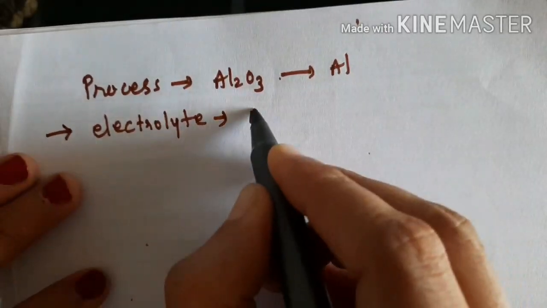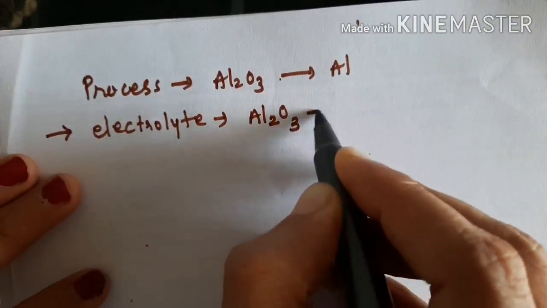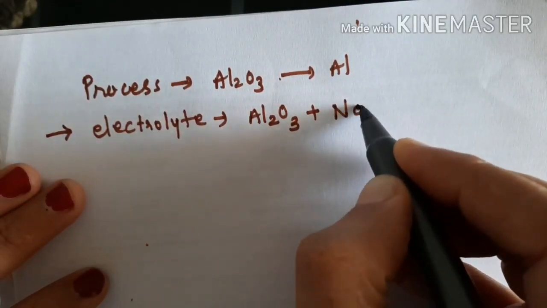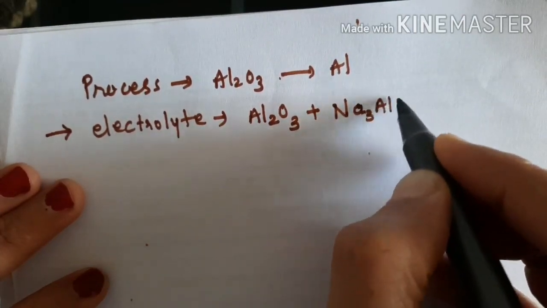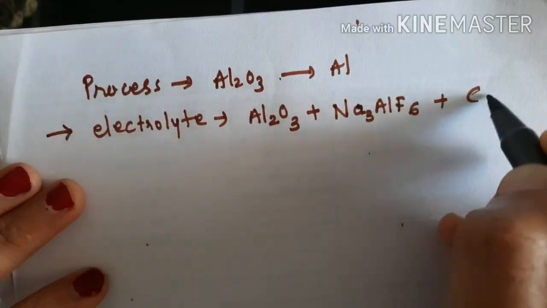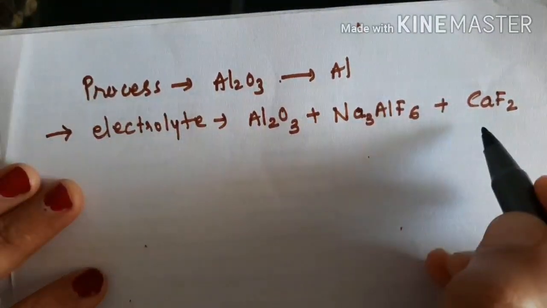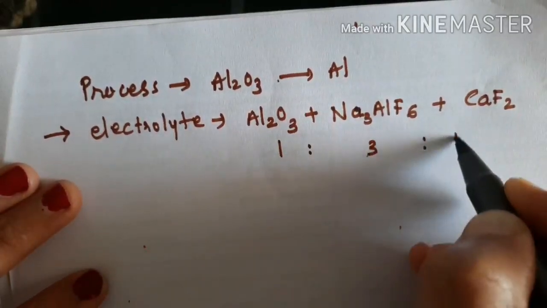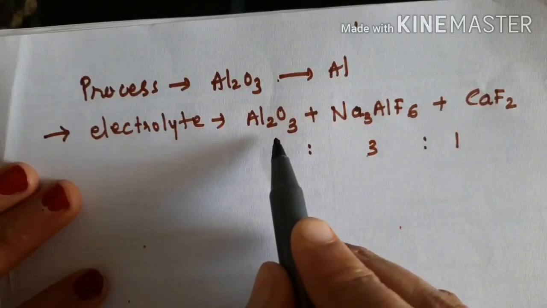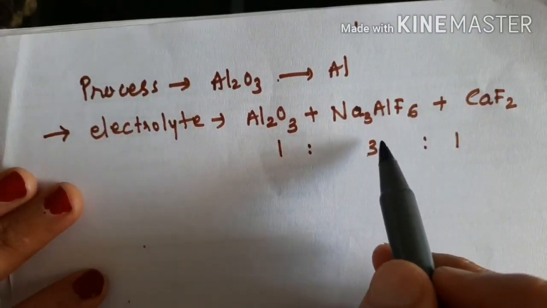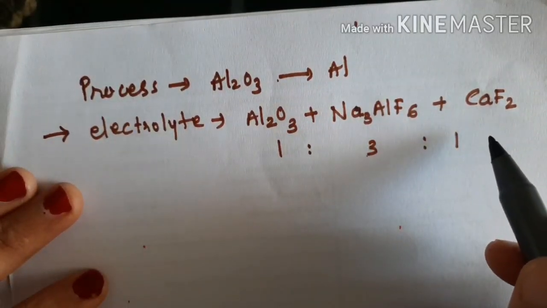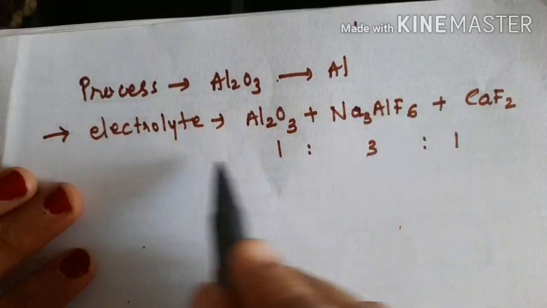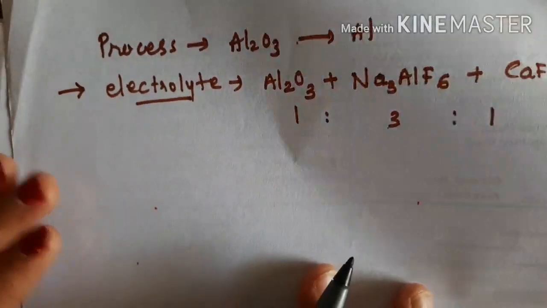The electrolyte is molten Al2O3, then cryolite, which is Na3AlF6, plus fluorspar. These three are added together. The ratio of these three is 1:3:1, which means if we add one part of Al2O3 alumina, then we add three parts of cryolite and one part of fluorspar. This mixture is known as the cryolite electrolyte that we add in the cell.